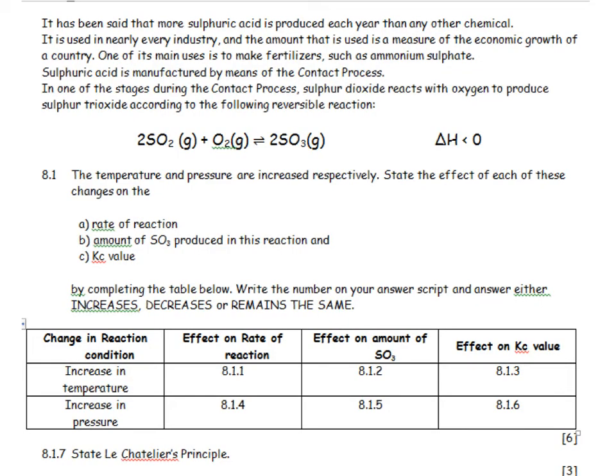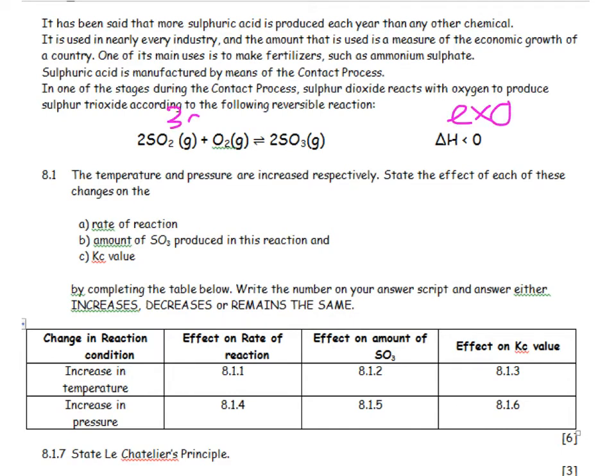Now we have got our classic question about rate tables and that sort of thing. It has been said that more sulfuric acid is produced each year than any other chemical. It is used in every industry, and the amount that is used is a measure of the economic growth of a country. One of its main uses is to make fertilizers such as ammonium sulfate. Sulfuric acid is manufactured by the contact process, which is familiar to you. In one of the stages of the contact process, sulfur dioxide reacts with oxygen to produce sulfur trioxide. Here's the reaction. And we can see quite clearly over here that delta H is less than 0, so that is an exothermic reaction.